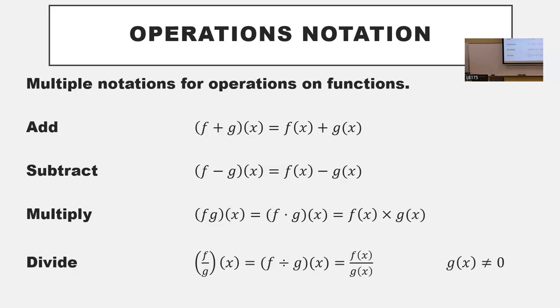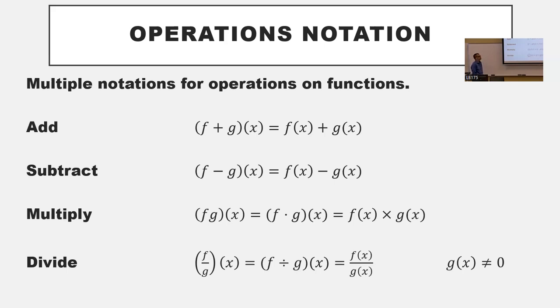When we multiply, we use some multiplication symbol, but it's just f times g. Sometimes we write those just right next to each other. Sometimes we put the little dot in between them. Sometimes we put the times symbol in between them. But just like you would expect, you take the output of f and you multiply it times the output of g.